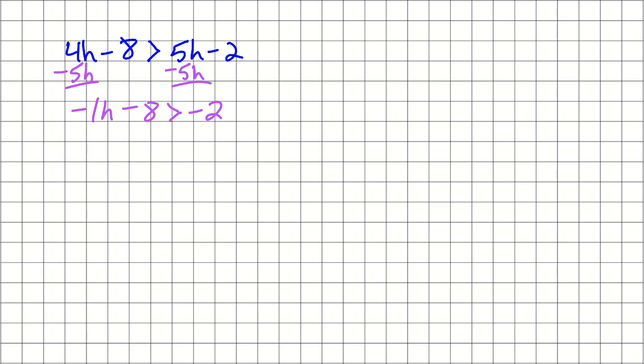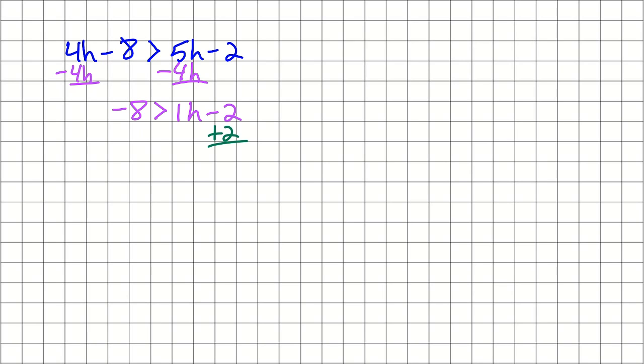So here I'm going to, do you have a question? What's up? Let's do it that way since you're asking. I'll do it that way. So when we subtract 4h, no, because we are not multiplying or dividing a negative. Here we're just subtracting. So we get -8 is greater than 1h minus 2.